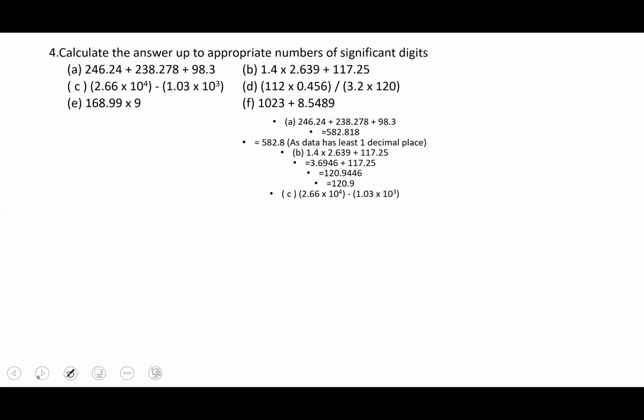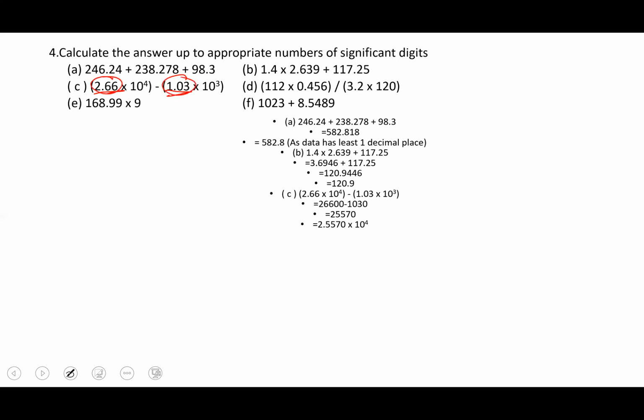If we move on to the next part of the question, it says 2.66 multiplied by 10 to the power 4 minus 1.03 into 10 to the power 3. If we write them in the normal form, it will be 26,600 minus 1,030. So if we subtract them, it will be 25,570. But how many digits were written significantly? So we have 3 digits, and as we convert them into scientific form, it will be 2.5570.